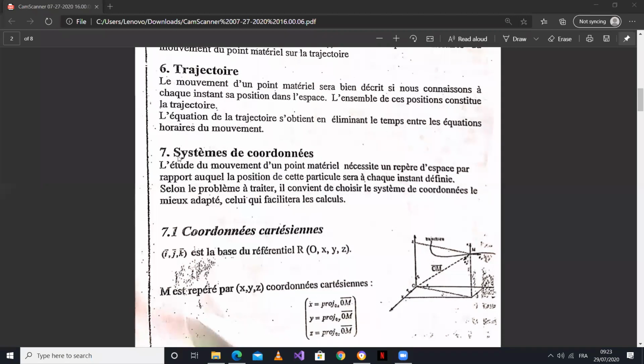Now we come to système de coordonnées. Our stuff is going to get interesting a bit. We're no longer going to be just reading notes and all.